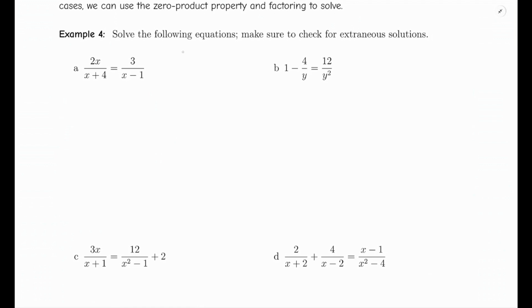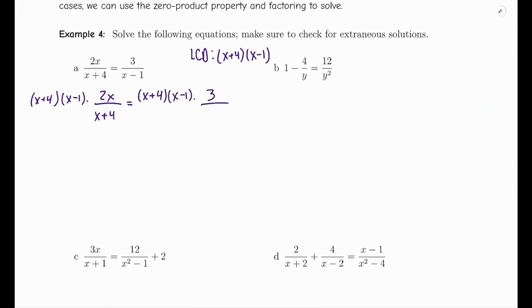Part A, so the LCD here is x plus 4 times x minus 1. So I'm going to multiply that by it. So we get x plus 4, x minus 1 times 2x over x plus 4 equals x plus 4 times x minus 1 times 3 over x minus 1. The x plus 4's cancel out here. The x minus 1's cancel out there. So we get 2x squared minus 2x equals 3x plus 12.